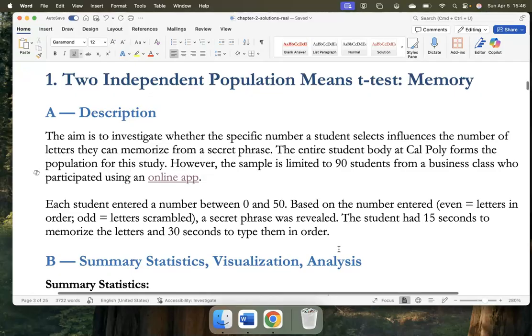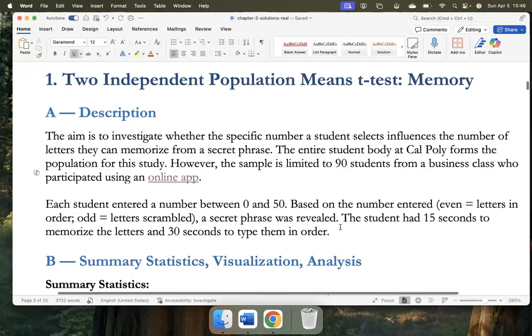In terms of logic, which one do you think is going to be easier to memorize, even or odd? Ideally, you would have said even. It should have been easier for individuals to memorize the secret password if they selected an even number.